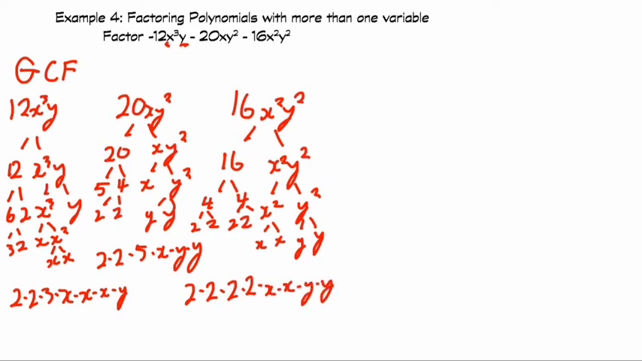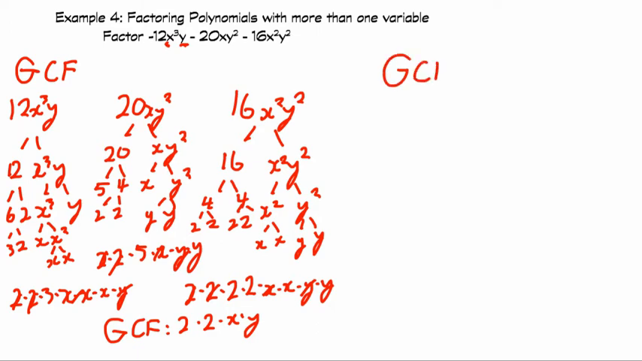So our greatest common factor, well, we have a 2 in each term. We have a second 2 in each prime factorization, and we have an x in each one, and a y in each one. So our greatest common factor will be 4xy.